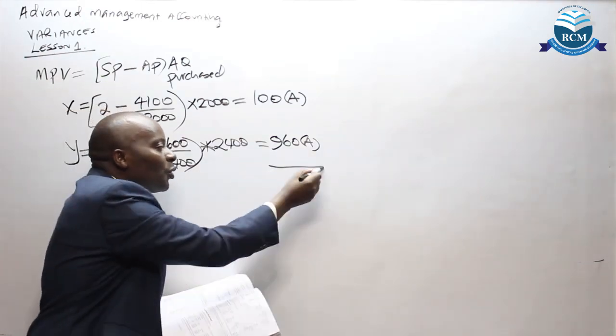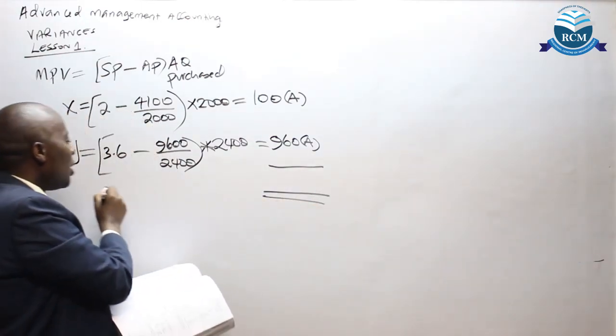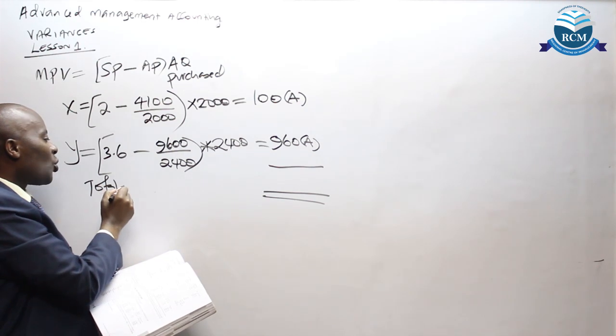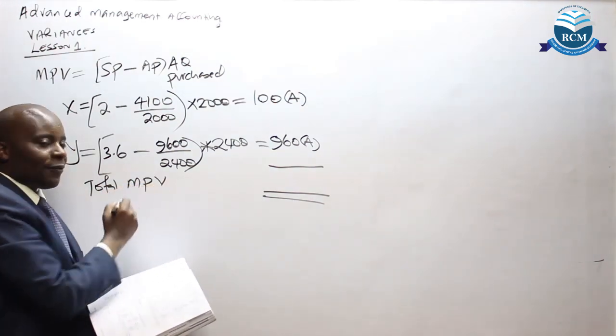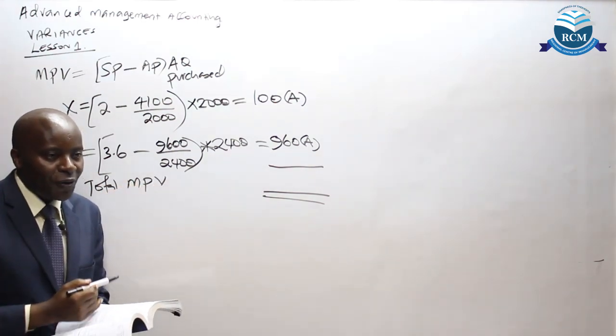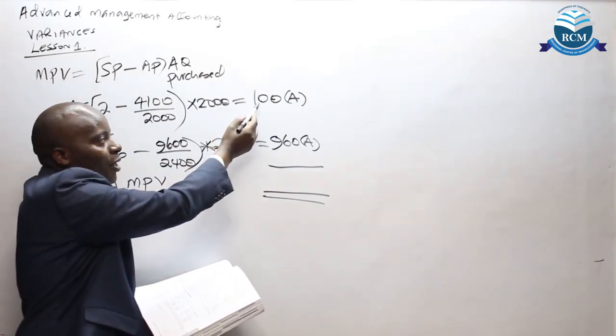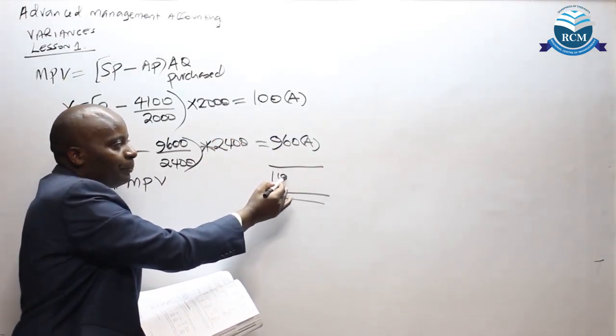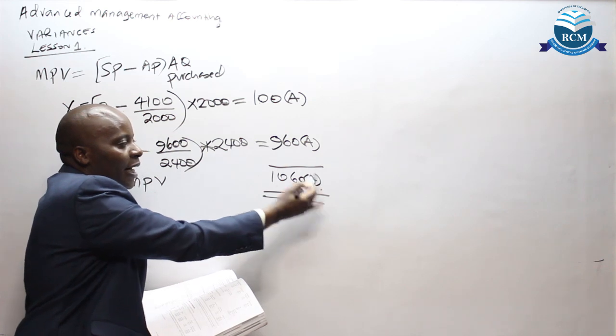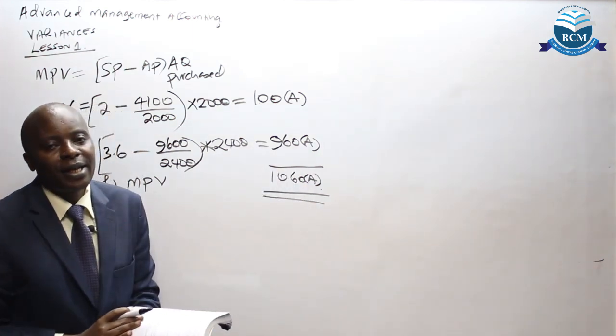So that at the end of it all, you should be able to combine the two to give us the total material price variance. You combine the two. So this and this will give us what here? 1,060 adverse.